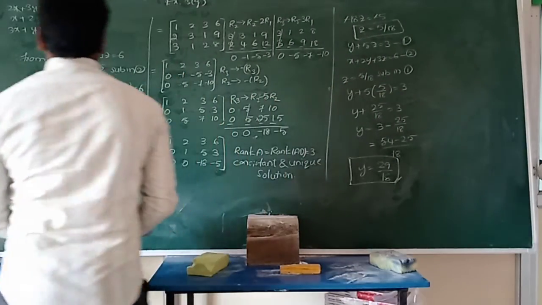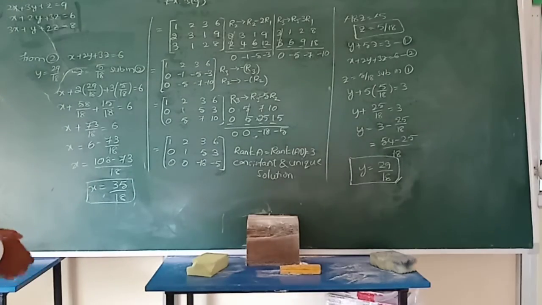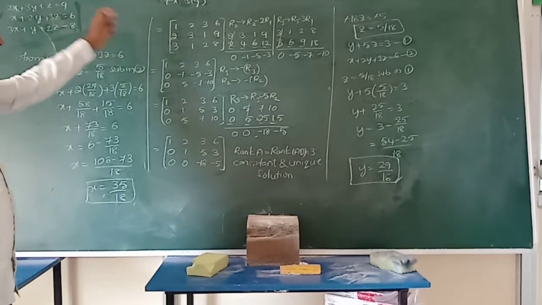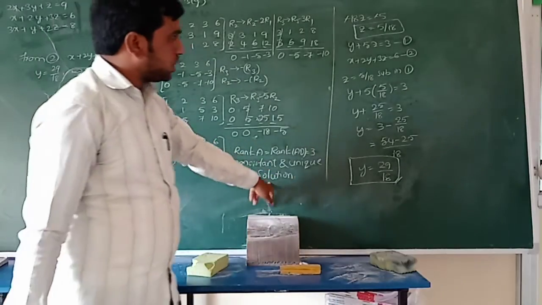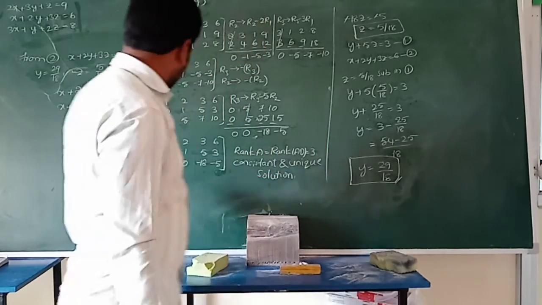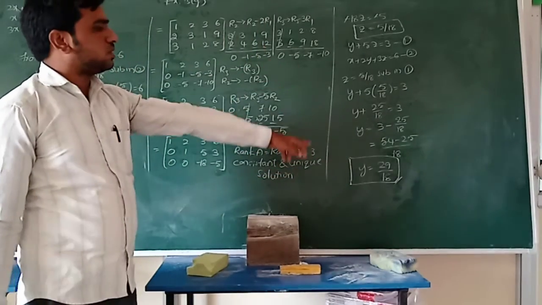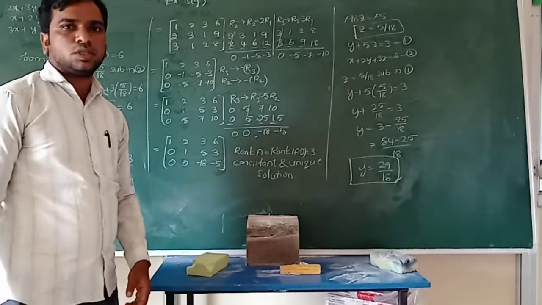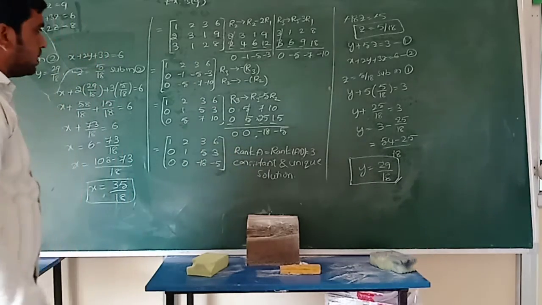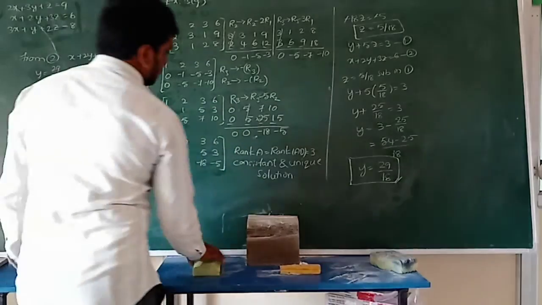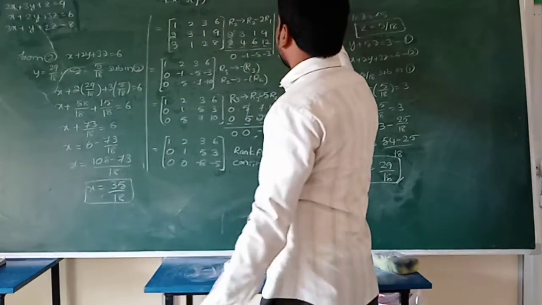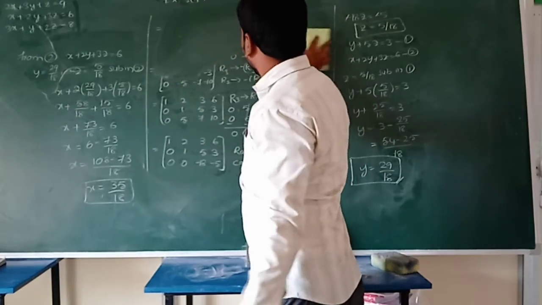Okay students, this is the seventh one. Now this is the consistent and unique solution. The values are x is equal to 35 by 18, y is equal to 29 by 18, and z is equal to 5 by 18. Okay students, this is the seventh one. I am erasing, note it down.